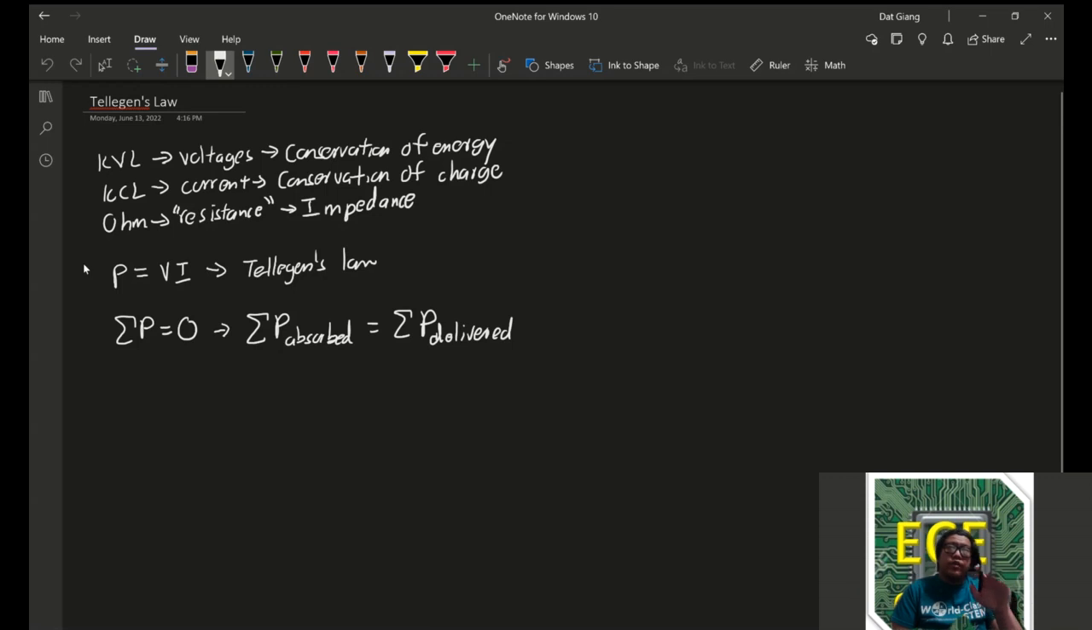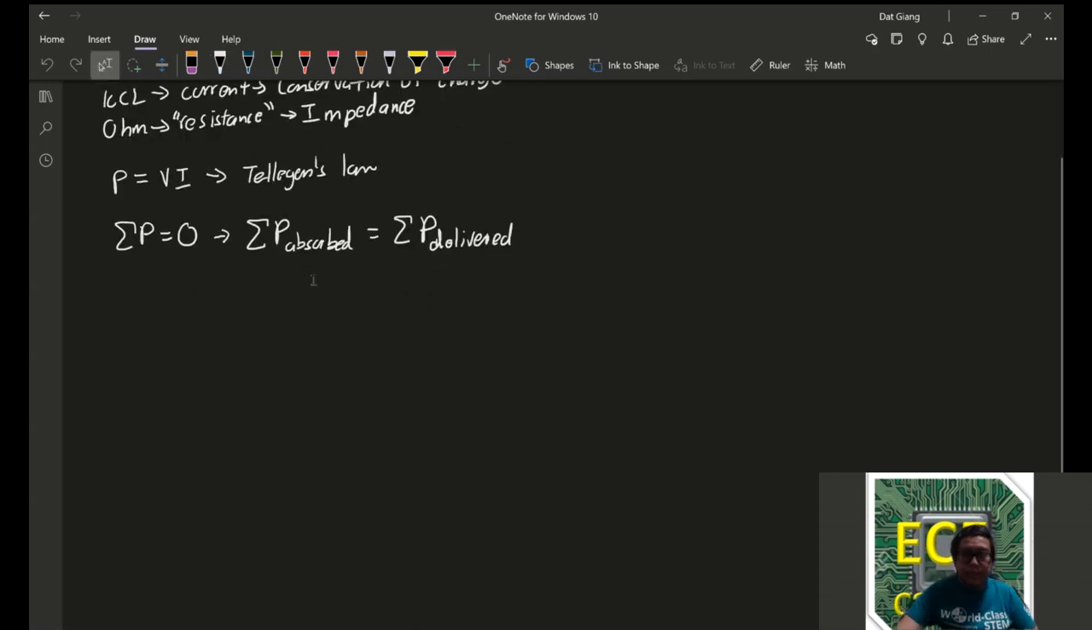Remember, although you can read maybe 4 watts given, say, 5 watts of power, that extra watt of power might have been lost to heat. So it's a similar idea to KVL and KCL, but just applied to power. And that's basically what Tellegen's law is.